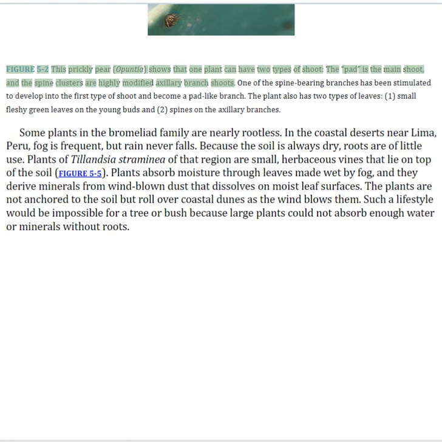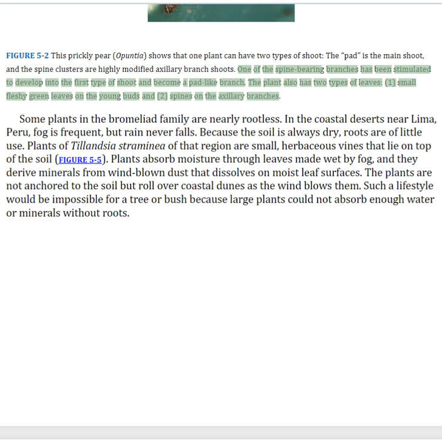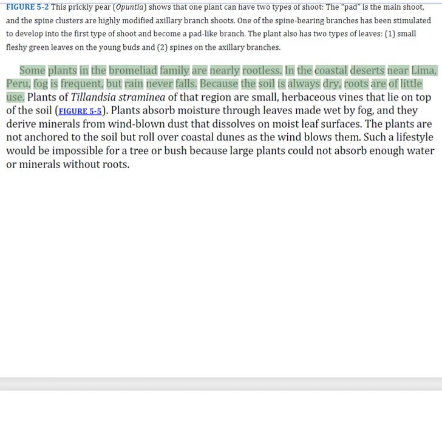Figure 5.2 This prickly pear shows that one plant can have two types of shoot. The pad is the main shoot, and the spine clusters are highly modified axillary branch shoots. One of the spine-bearing branches has been stimulated to develop into the first type of shoot and become a pad-like branch. The plant also has two types of leaves, small fleshy green leaves on the young buds and spines on the axillary branches. Some plants in the bromeliad family are nearly rootless.